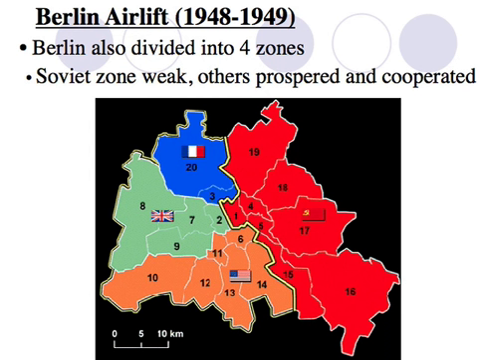Now, what's interesting is that the capital of Germany is Berlin. That is located in the eastern part of Germany, so therefore it was located within the Soviet zone.